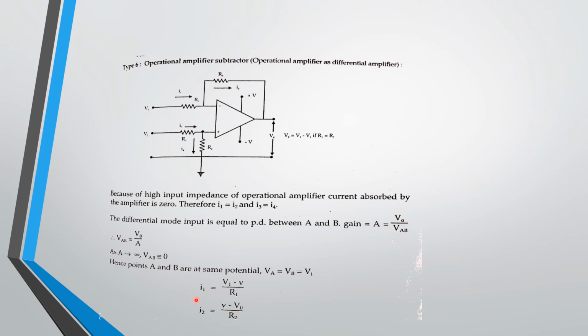Here we can say that I1 current is equal to what? V1 minus the voltage observed at this point, divided by the resistor. I2 is the current flowing through resistor R2. So these are the expressions with the help of which we can find out the current flowing through the circuit. Same way I3, I4.